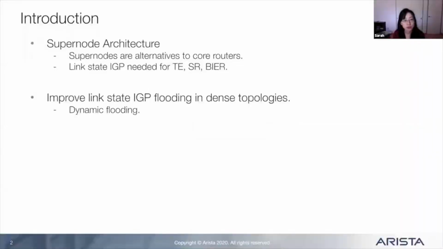In this presentation, I will first introduce the supernode architecture. I will show you how supernodes can be built as alternatives to core routers. The supernodes run link state IGP and can benefit TE, SR, and BIER. However, link state IGP has a flooding problem in dense topologies. In this talk, I will present our solution to this problem, called dynamic flooding.